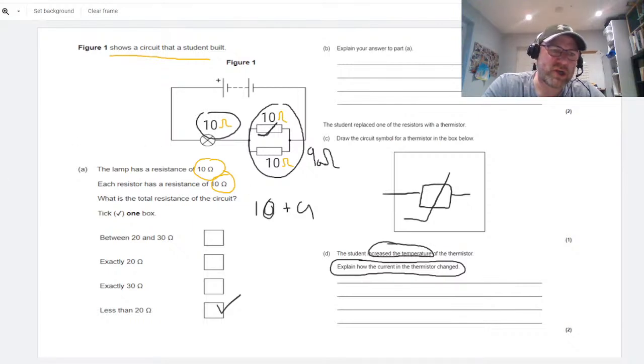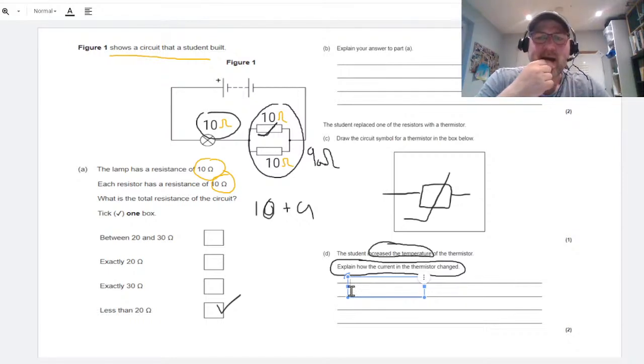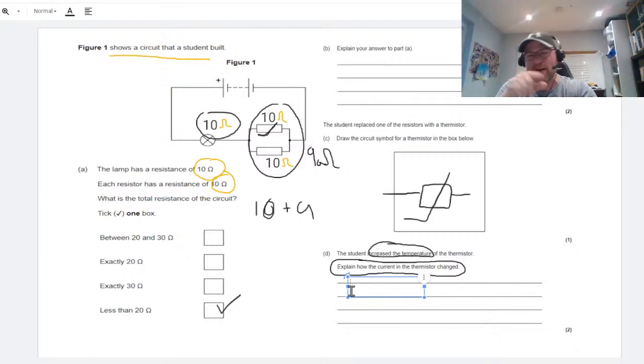So when the temperature increases, yeah, that's right. Well done. Yep, absolutely. Temperature increases. So that's where you've got to know that sketch off by heart, with the resistance going down as the temperature goes up. So well done, guys. Good answers there. Yeah, resistance decreases, which means the current increases. Nice.